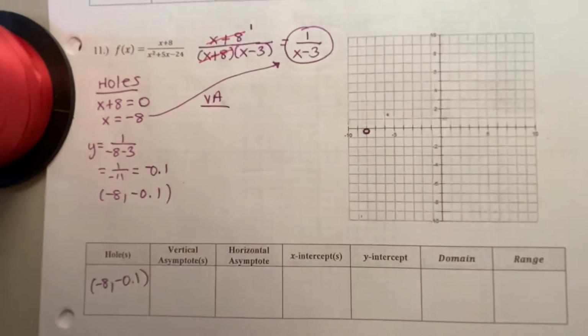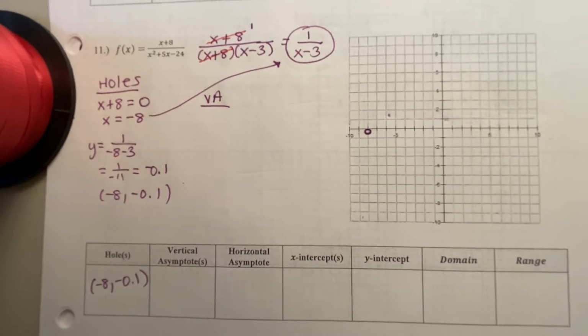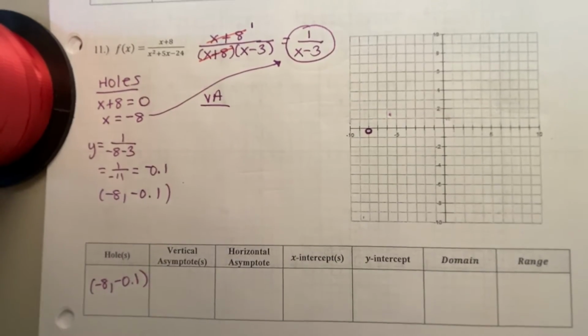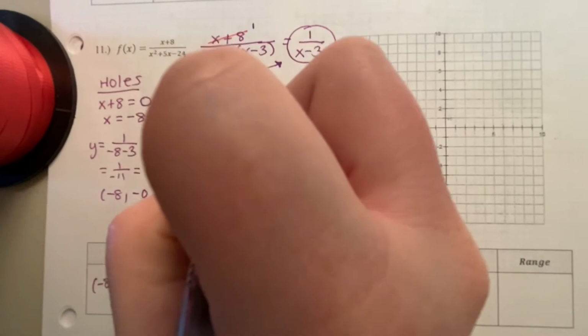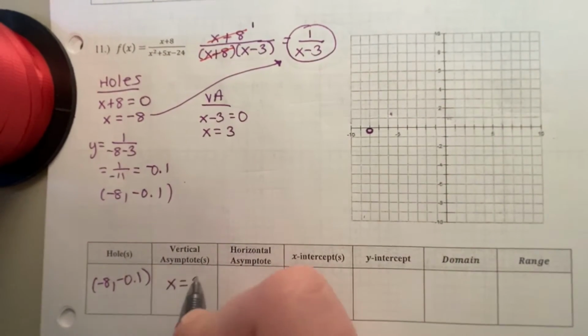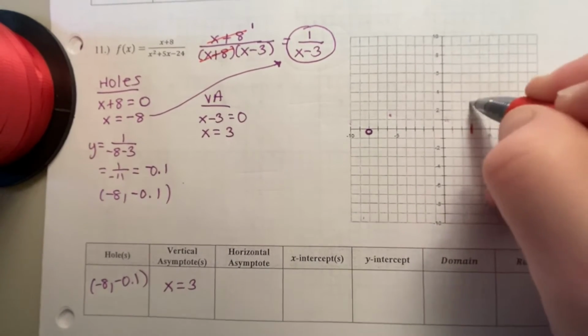All right, so the vertical asymptote says to set the denominator equal to 0. All right, so my denominator is x minus 3, and I'm going to solve for x to get positive 3. So at positive 3, I'm going to draw a vertical asymptote.